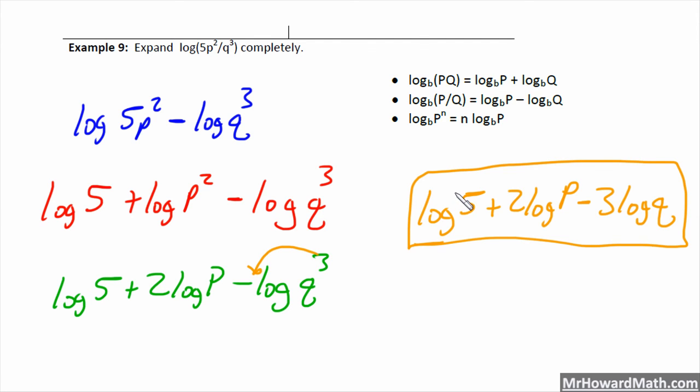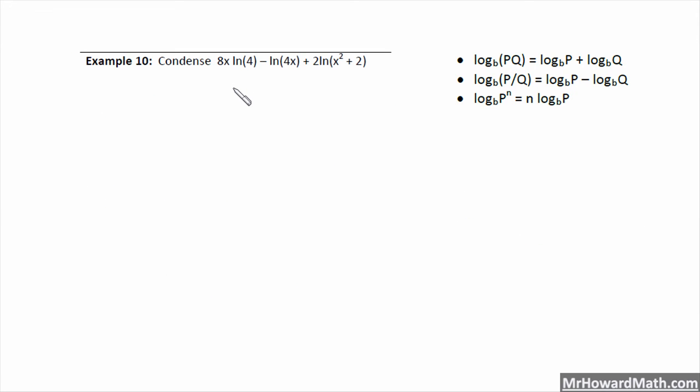All right, let's look at the last one. Now for the last one, example 10, they want us to condense, so we're going to go from this side to this side. We're going to use our theorem in that way. So first thing that we can do is take care of this 8x multiplier in the front of that logarithm and that 2 multiplier in the front of that logarithm, and we will be applying this rule right here. So we're going from this side to this side with that theorem.